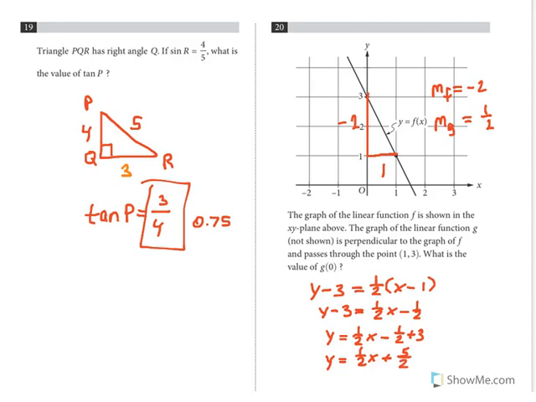And that 5/2, of course, is our y-intercept, which is the value of g when x equals 0. So the y-intercept is g of 0. So we can say the value of g of 0 is 5/2 or 2.5. Either one. There we go.